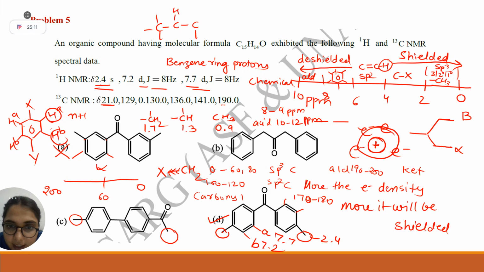Okay. This 190 corresponds to which carbon? This carbonyl. Yes or no? Yes, ma'am. Okay. And this 129, 130, can anyone distinguish? This carbon will be most de-shielded as it is near to electron withdrawing group. Yes, ma'am. So 141, 136, okay, 130, 129. Clear?